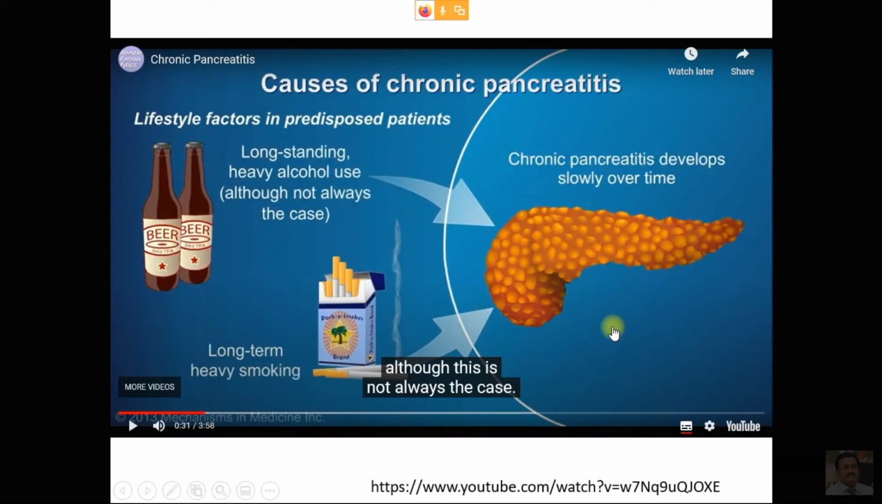So what are the reasons for this? Why is the pancreas inflamed and why is it scarred? Scarred means the tissue has a rougher surface and lots of complications due to that. The main thing is long-term heavy smoking. Smoking may kill some of the tissues of the islets of Langerhans and also the secretory function tissues. And among lifestyle factors in predisposed patients, there is long-standing heavy alcohol use.